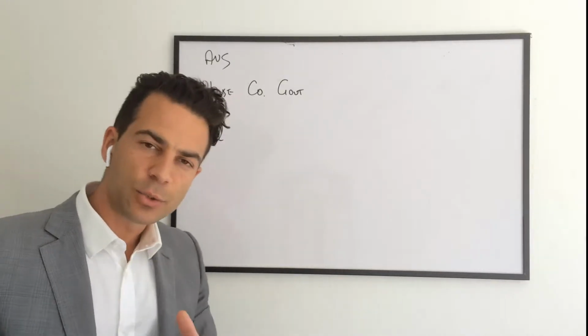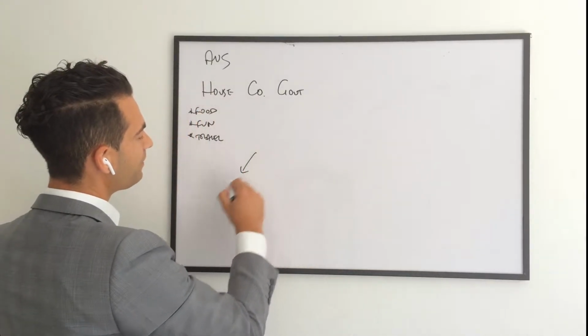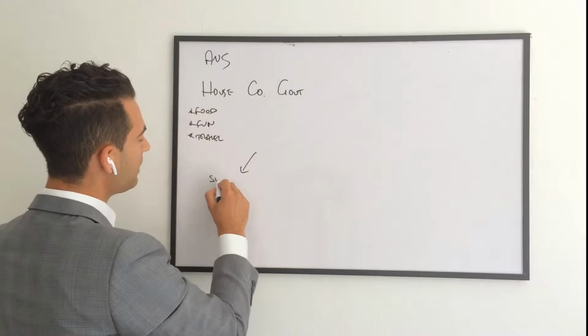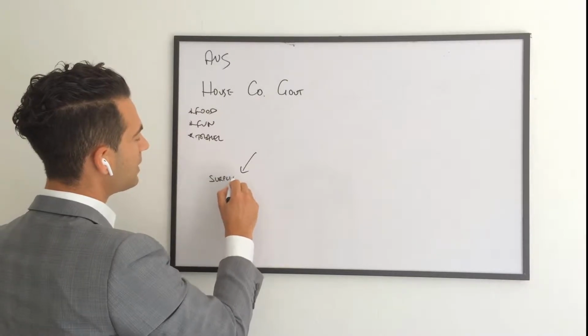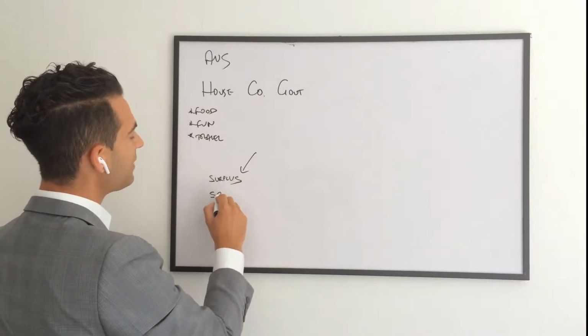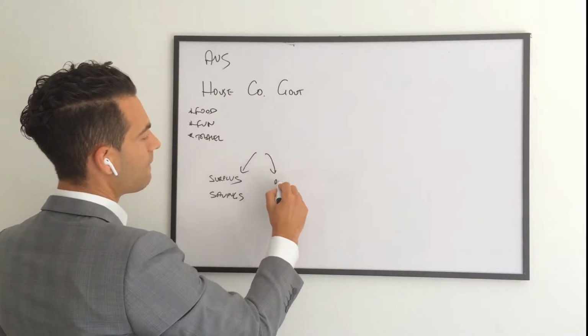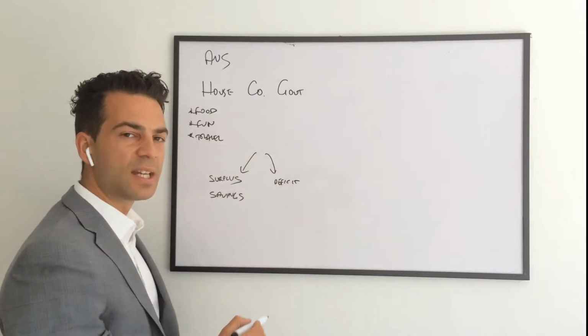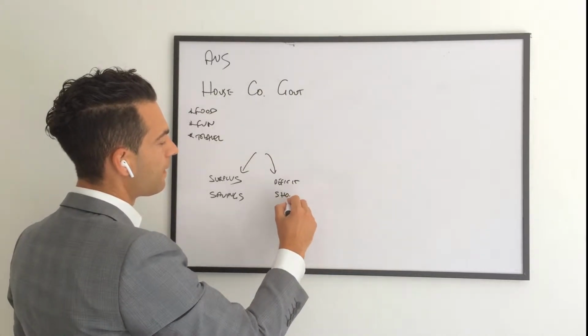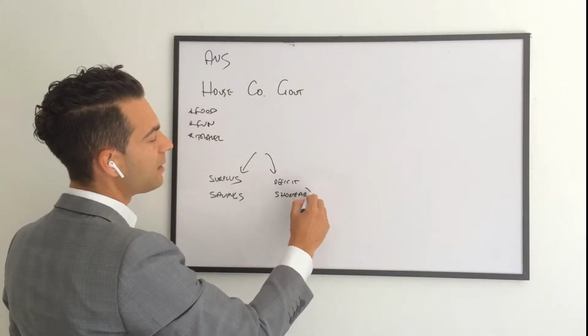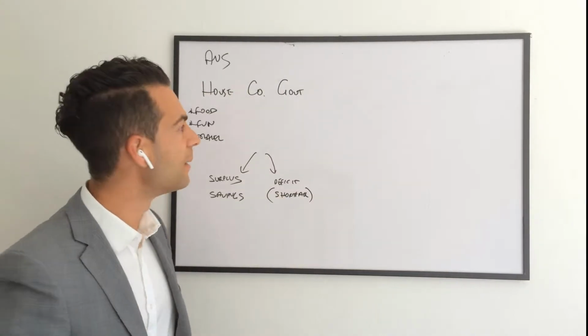And really that leads to two scenarios. We either have a surplus, which is a fancy word for savings, or a deficit, which is a shortfall. In other words, we're spending more money than we're earning in income.